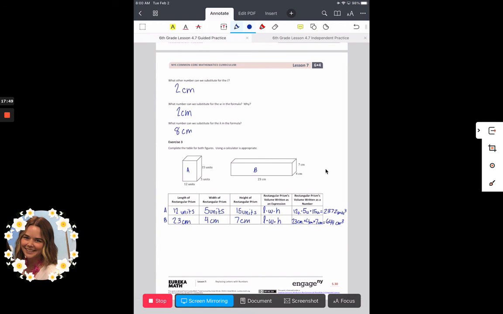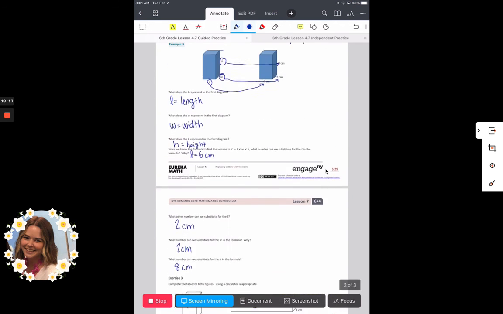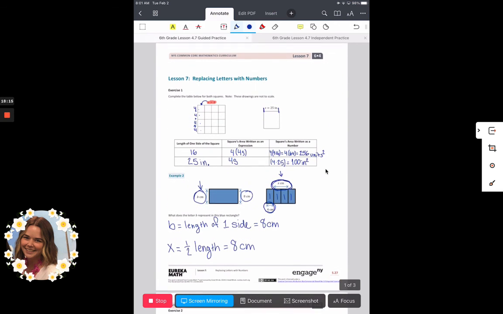Alrighty, so what we did today was we looked at some formulas. We looked at the formula for area of a 2-dimensional object and volume of a 3-dimensional object. And we substituted those variables for different units or different numbers, then solved for them. So if you have any questions about any of this, please make sure that you let us know, okay?